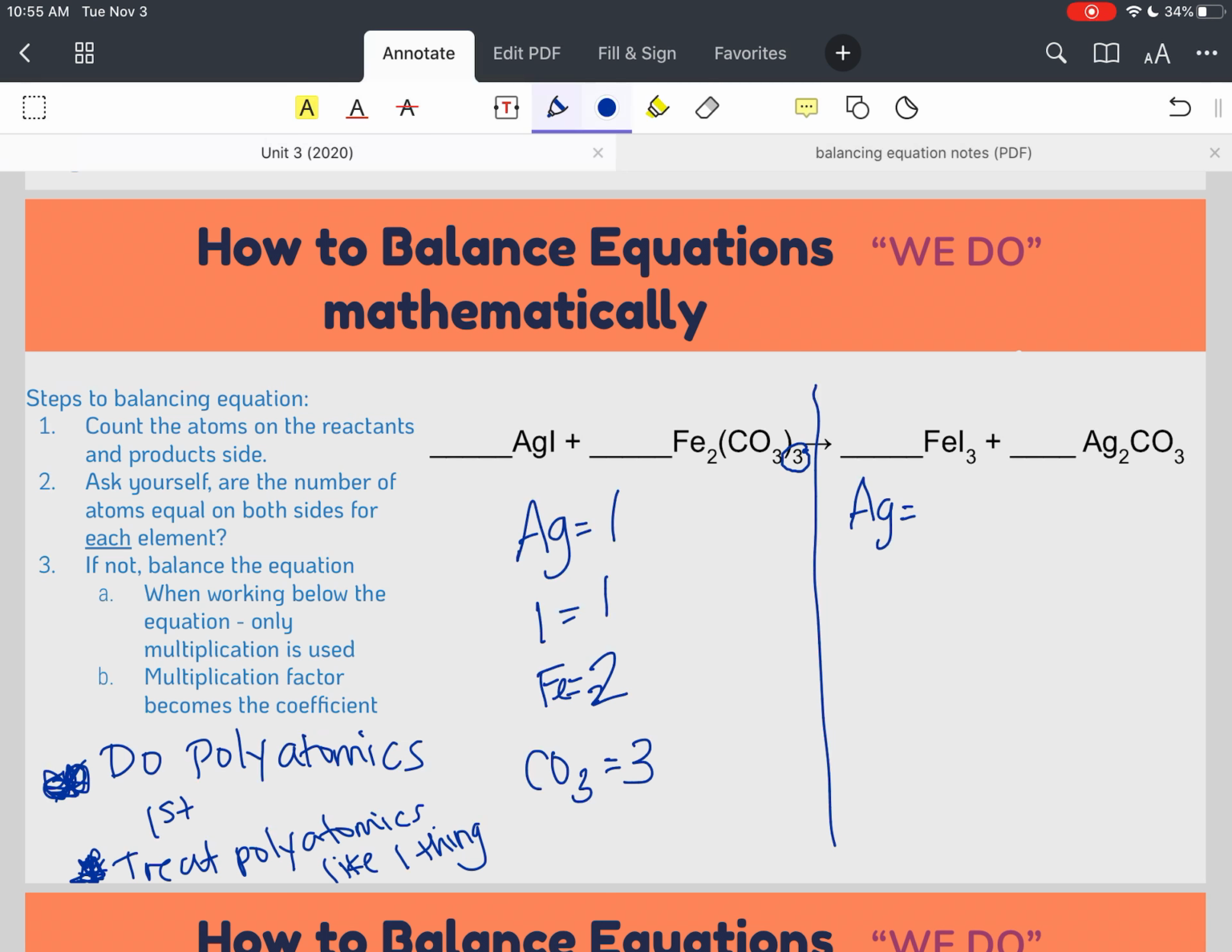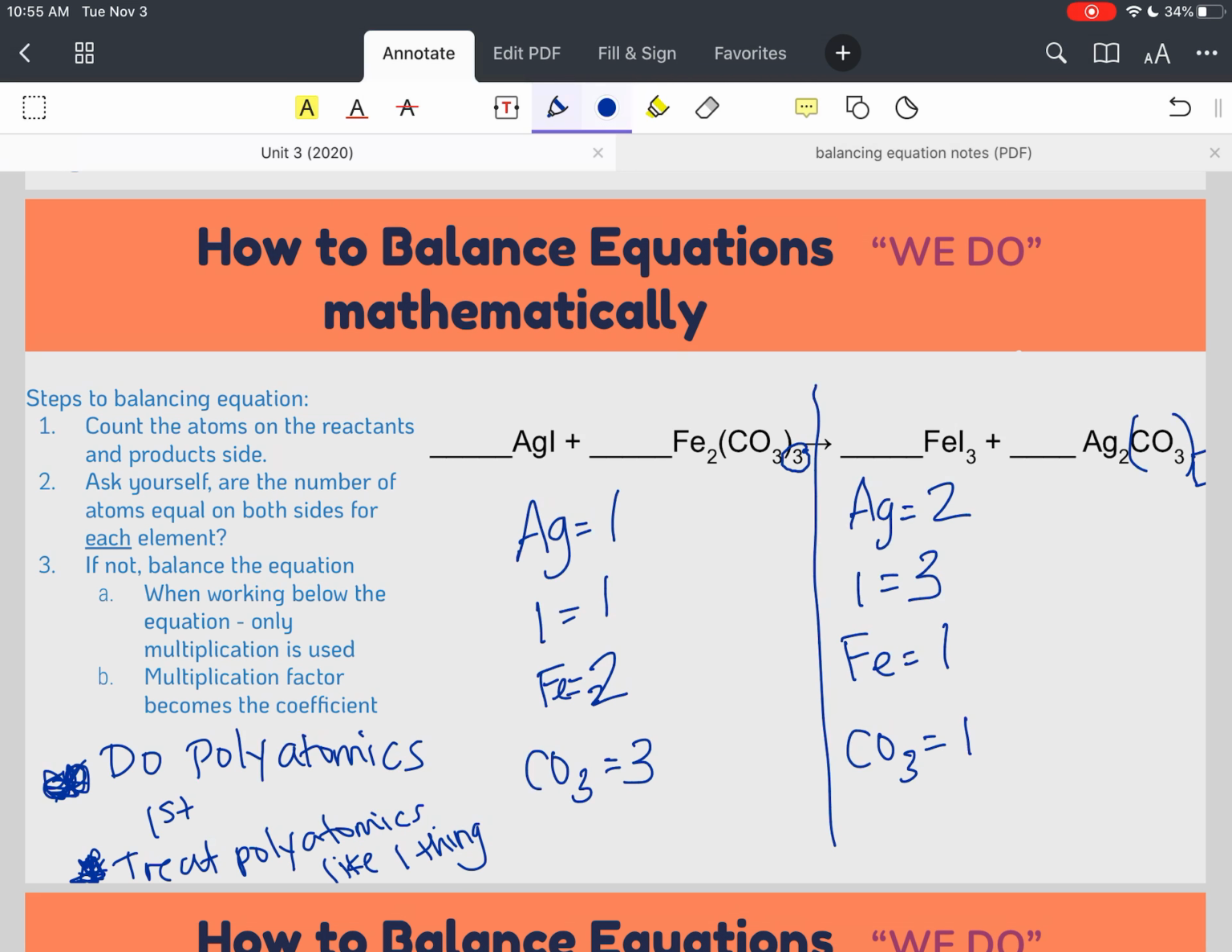Now I'm going to go over here, 2 silver, 3 iodine, 1 iron. Notice I don't have any kind of additional subscript. I just have the CO3. That 3 belongs in carbonate. There's nothing down here, so I just have 1. Invisible 1. The second part of our hint is we're going to balance our polyatomics first.